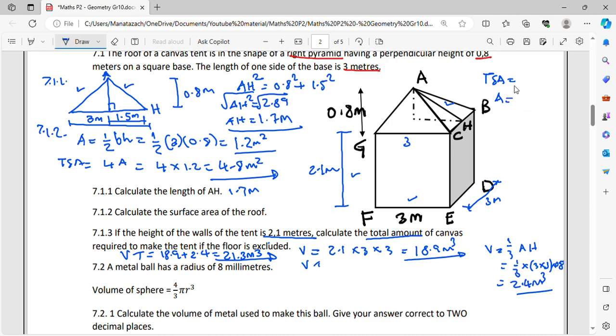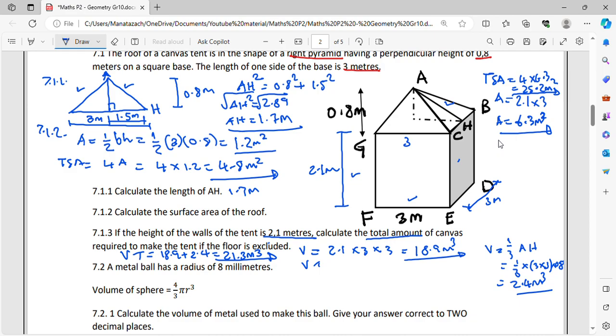The area is equal to 2.1 times 3 basically. Then the area is going to be 2.1 times 3, which is 6.3 square meters. That's the area for one face. Now, because you want the total surface area, I'm going to multiply that area by 4 times 6.3. You will get 25.2 square meters. That's the total surface area for the walls alone.